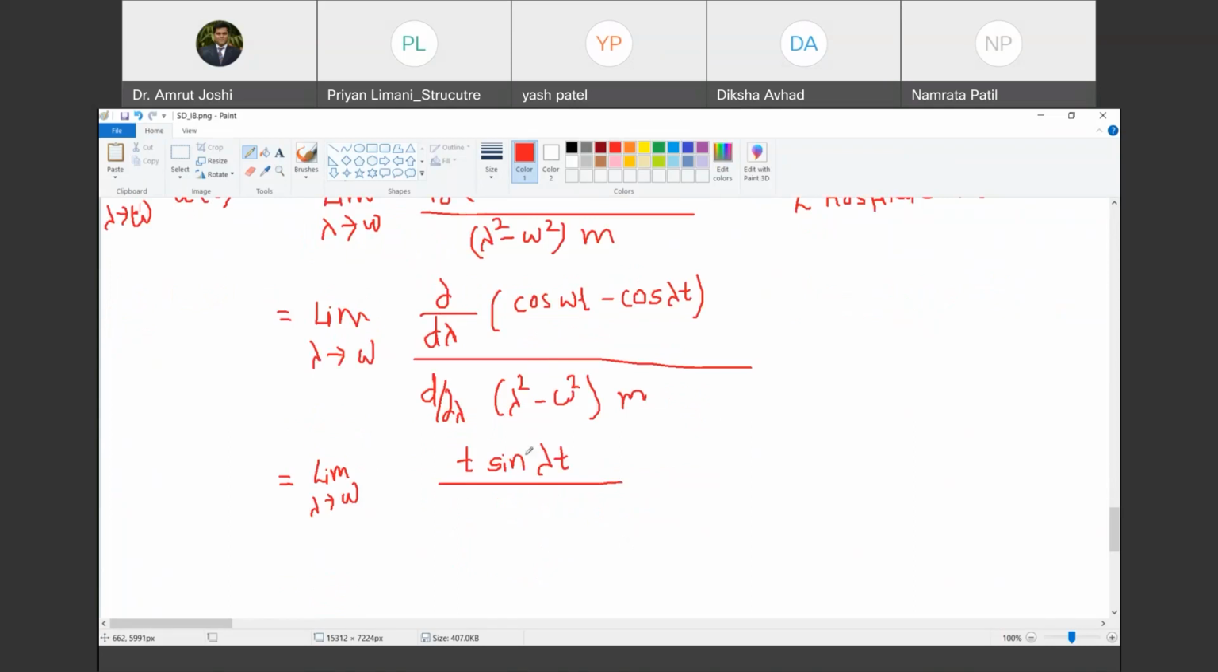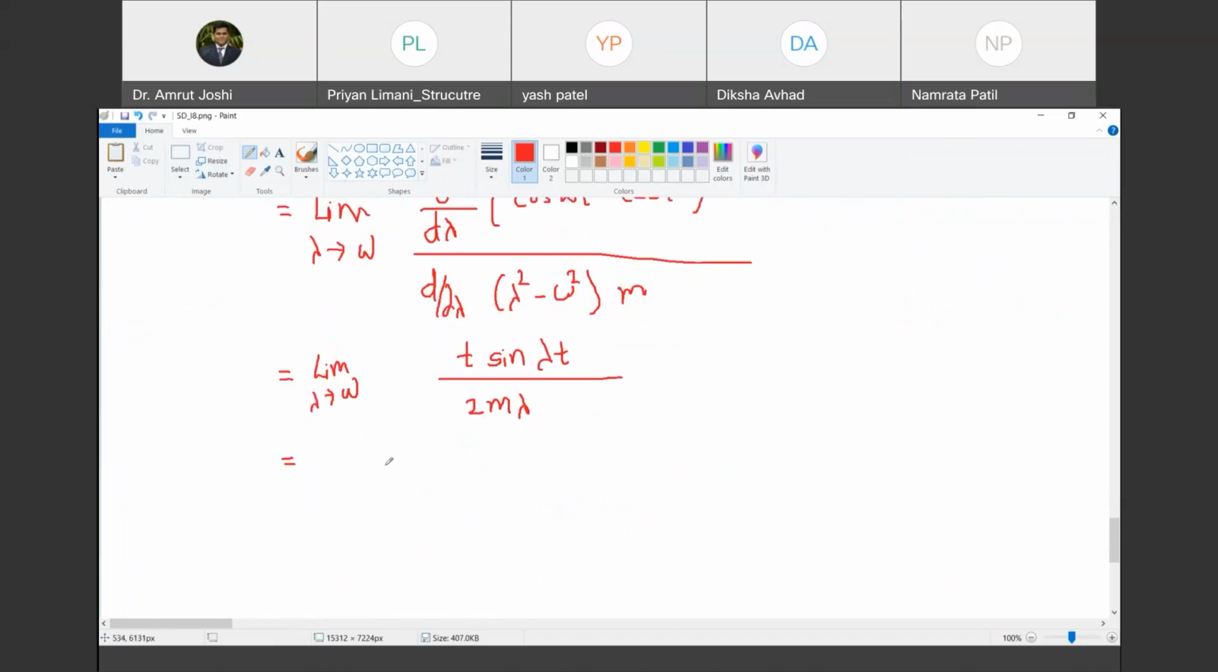Chalo, what is the differentiation of the denominator? 2m lambda. Very good. So now in this, lambda tends to omega. Wherever I see lambda, I am going to replace it by omega. And now this is not 0 by 0 form. You can see it is t sin omega t divided by 2m omega. Are you with me? So I will write that t sin.